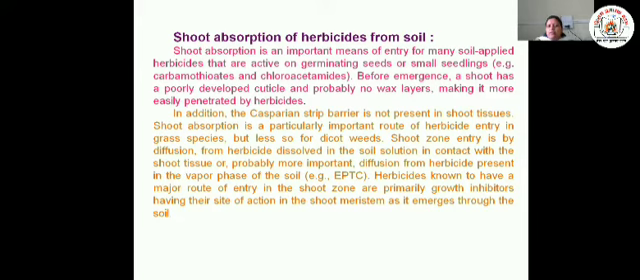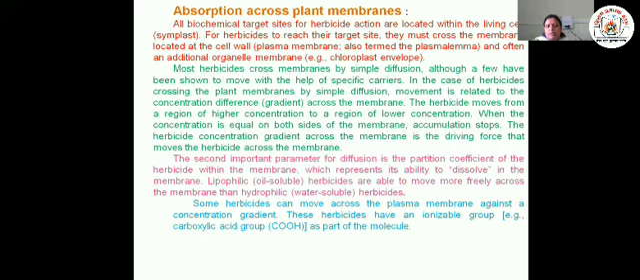in dicot weeds. The shoot zone entry is by diffusion from the herbicide dissolved in the soil solution in contact with the shoot tissue, or probably more important, diffusion from the herbicide present in the vapor phase of the soil. Are you getting it? The herbicides known to have shoot zone entry as the major route are primarily growth inhibitors, having their site of action in the shoot meristem as it emerges through the soil. This is about the shoot absorption.